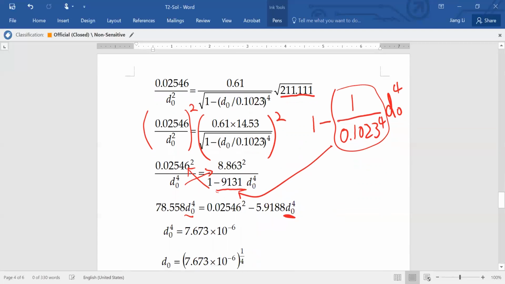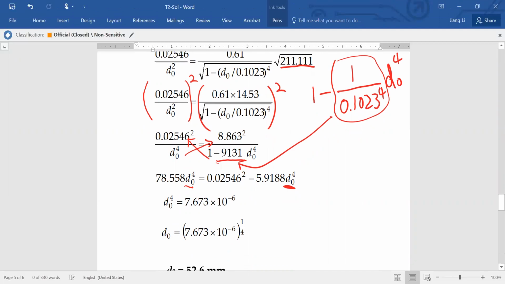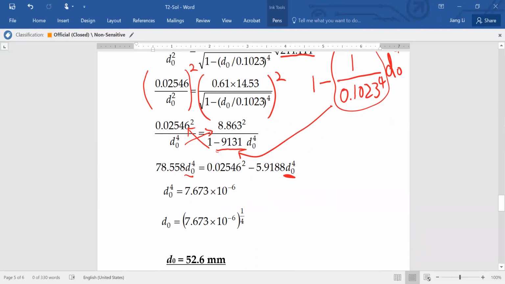Okay, so finally you combine these two, you divide it to this side, you will find D_O^4 equals to 7.673 times 10 to the power minus 6. Then after that you divide it by a power here, 4 over 4, then this side is 1 over 4, okay? So you have D_O. So this part, finally, you will find D_O equals to 52.6 millimeter. It is quite small compared with the pipe size. So this part is more mathematics.